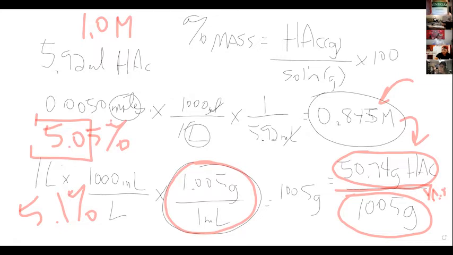What does it say on the label? 5% acidity. So what that means is that 5% by mass, not by volume, is acetic acid, and I got 5.1. So you should be able to get this pretty close.